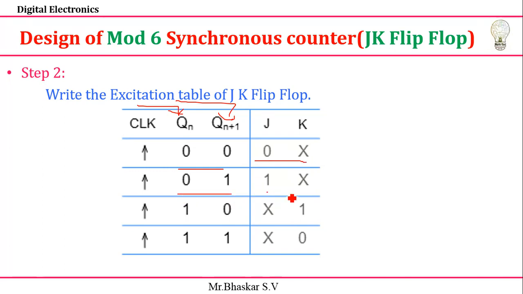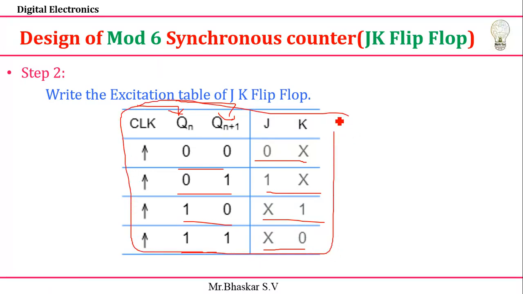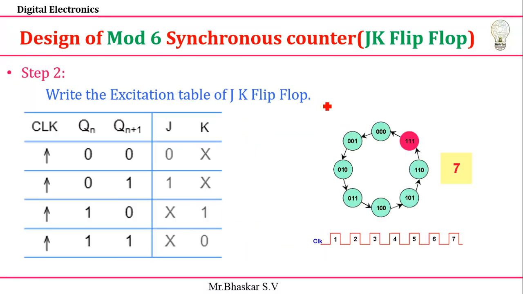0, 1 is there, 1x is there; next value it is x1; next 1, 1 is there; next, looking for x0. This is the excitation table. So why are we going to use this one? Easily we can predict by seeing the present state and next state value. Easily I can predict what my inputs are. Let's move on to that.